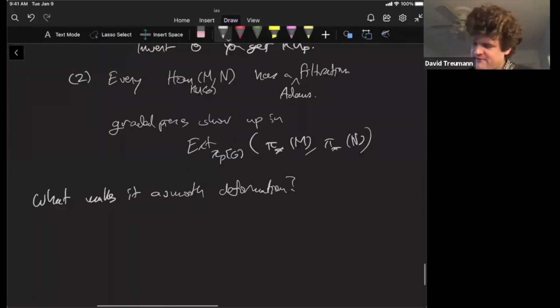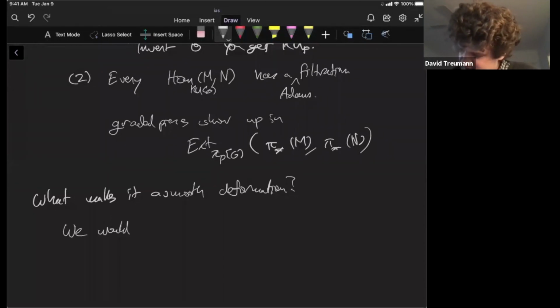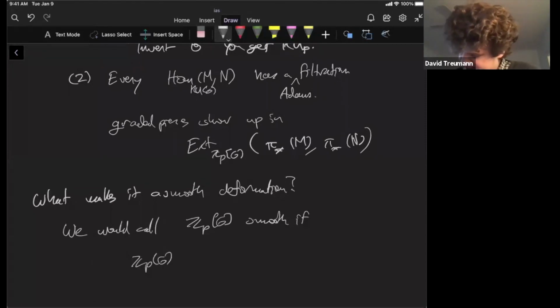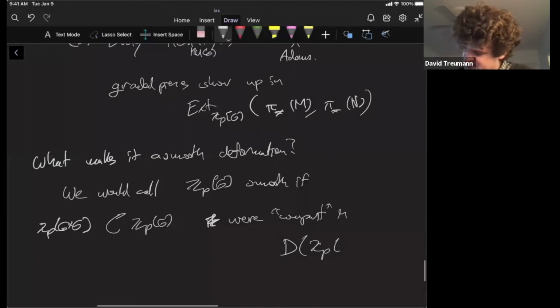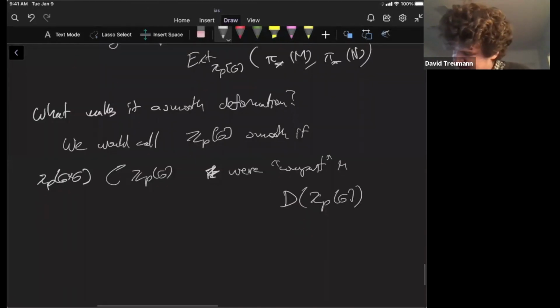I think for an associative algebra, you call it smooth if the diagonal bimodule... So we would call ZpG smooth if the diagonal bimodule had a finite resolution as a G times G module, or if it were compact in the derived category of all ZpG modules. And it's not.